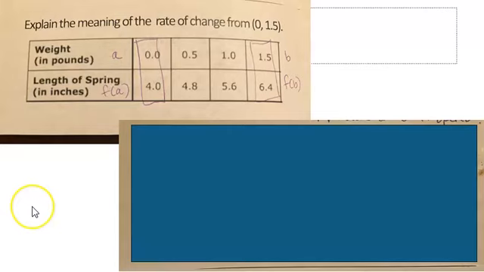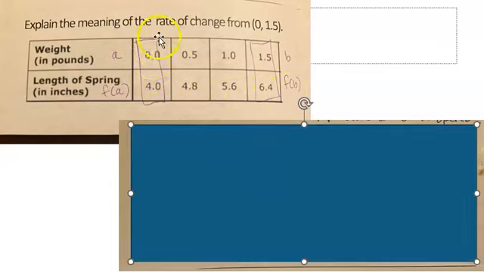Please now open up the third tab down. We're now finding the average rate of change from a table. So on the left-hand side, you've been given this table, and it wants you to explain the meaning of the rate of change from 0 to 1.5. You'll notice that we have some weights and the length of a spring. So that means what's happening is they're adding increments of pounds onto a spring, and as it does that, the spring gets longer and longer, and I know that because the numbers are going up.